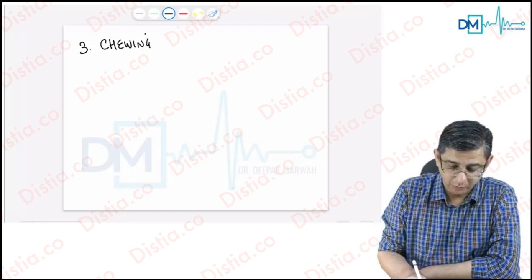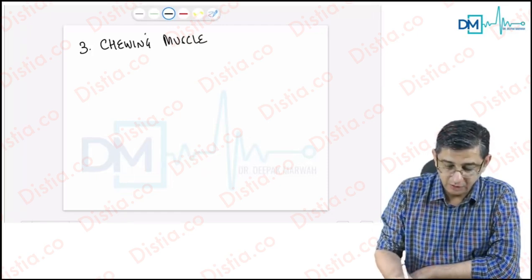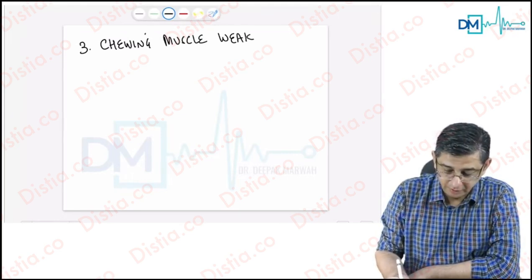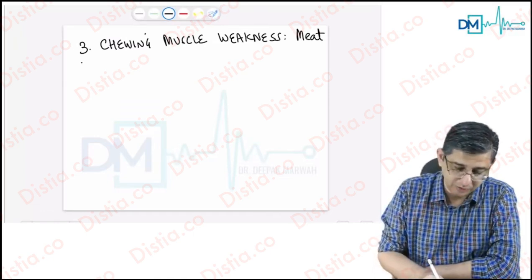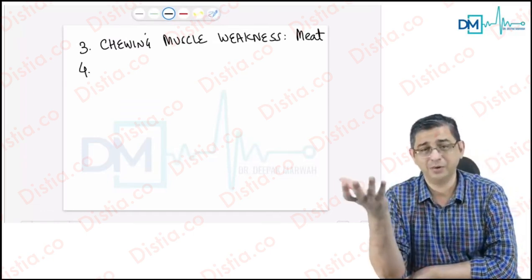This chewing muscle weakness is more prominent. Muscle weakness is exaggerated on eating non-vegetarian food, especially meat or mutton, etc. When the person is consuming it, that's when the manifestations become a little more exaggerated.